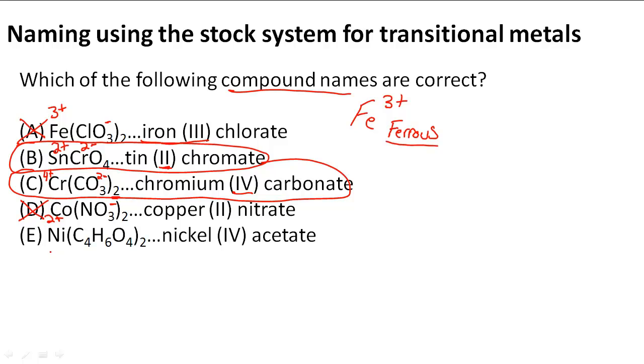E we have here is nickel. It has 4 positive because again this Roman numeral stands for 4. So it has a 4 positive charge. And C4H6O4 has a net charge of negative. But notice there's only 2 of them, so there's only 2 negative charge, and that does not cancel out with the 4 positive, so that means that E is also not an answer.